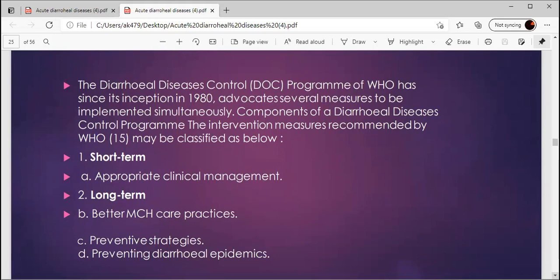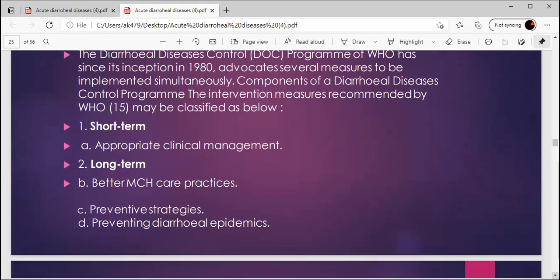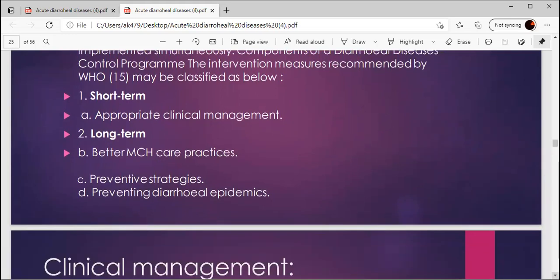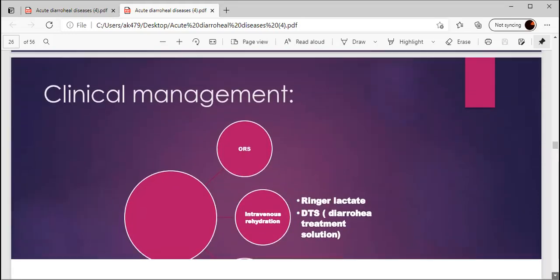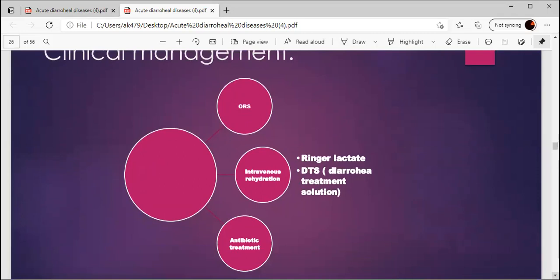Amongst short term, there is appropriate clinical management, and in the long term, there are better mother child healthcare practices, preventive strategies preventing diarrheal epidemics. Clinical management includes ORS, intravenous rehydration, and antibiotic treatment.